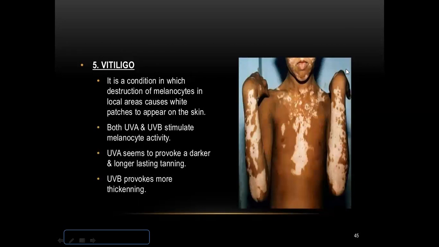Fifth is vitiligo. It is a condition in which destruction of melanocytes in local areas causes white patches to appear on the skin. Both UVA and UVB stimulate melanocyte activity. UVA seems to provoke a darker and longer lasting tanning. UVB provokes more thickening.